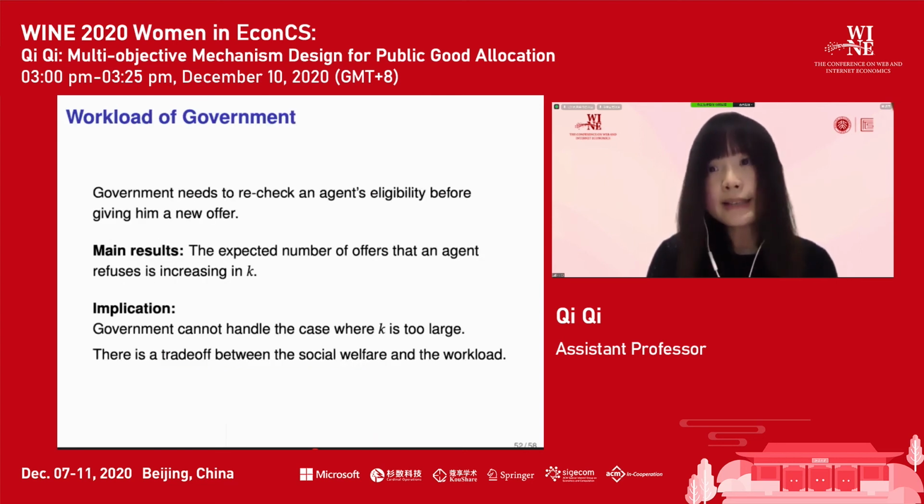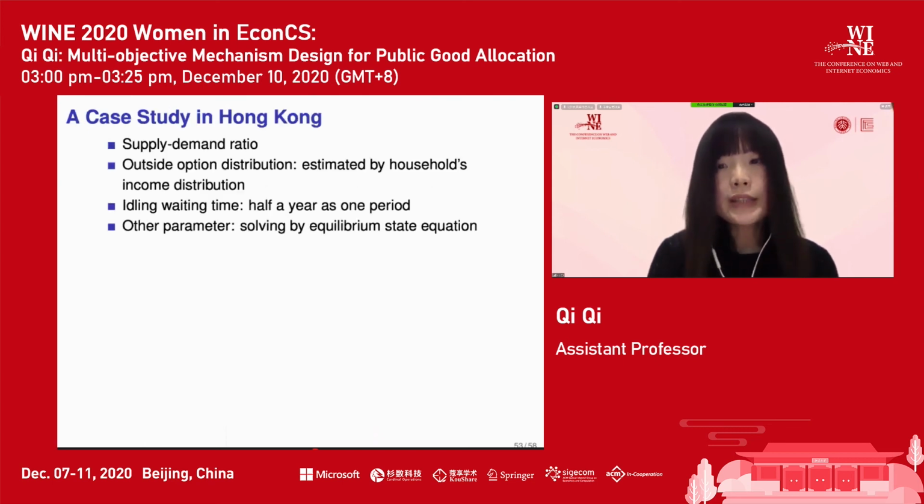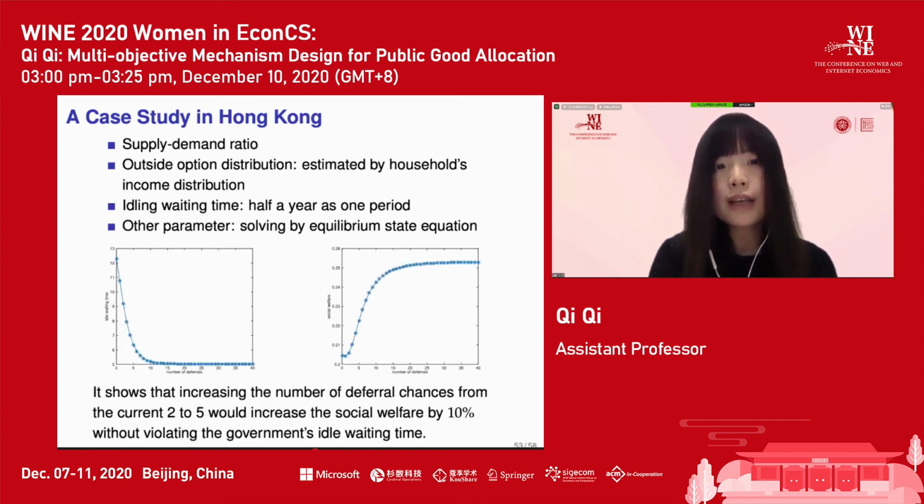But we should also consider the workload of the government, because every time we ask an agent if she wants the house or not, the government needs to do a lot of paperwork. So this is also something we need to consider. If we take all this into consideration, we study a case study for the Hong Kong situation, and we found that if we increase the number of deferred chances from the current 2 to 5, it would increase the social welfare by 10% without violating the government's idling waiting time.